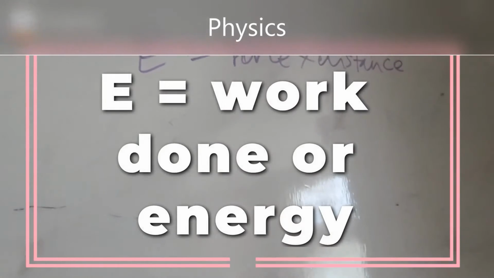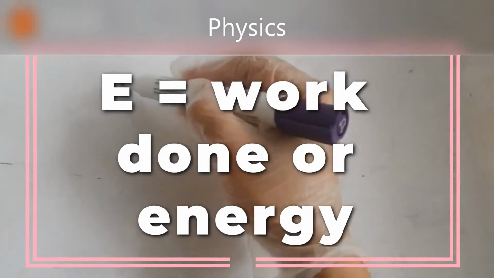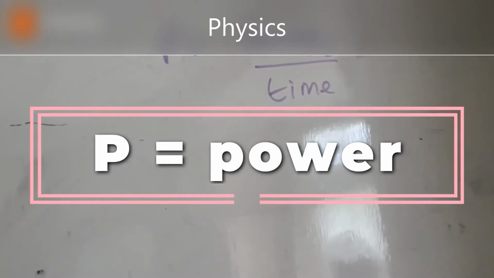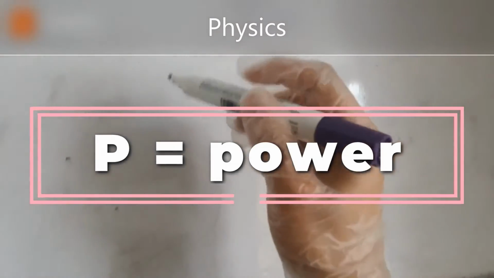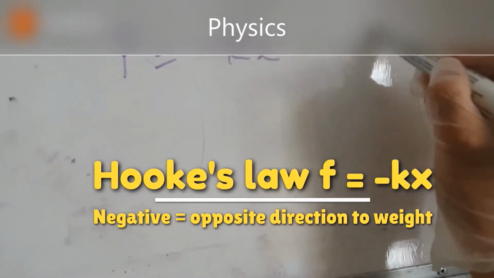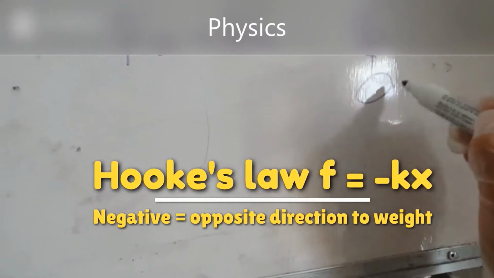E, work done, or energy. Work done is equal to force times distance: the force applied in a direction times the distance travelled. And power is equal to energy over time. If you have more power, that means more energy is being used up. Hooke's law, F equals kx. Here we have the negative, meaning the opposite direction to the weight.